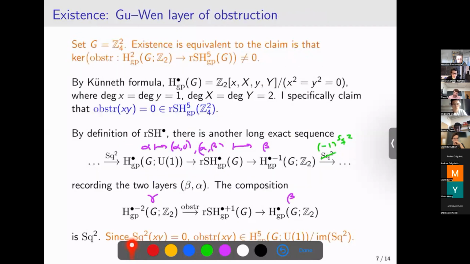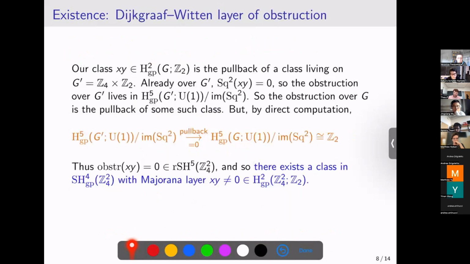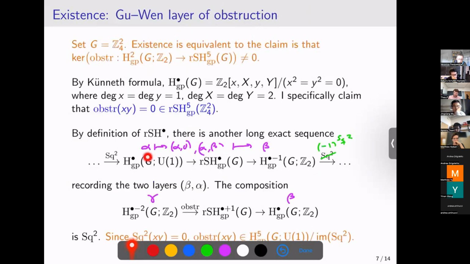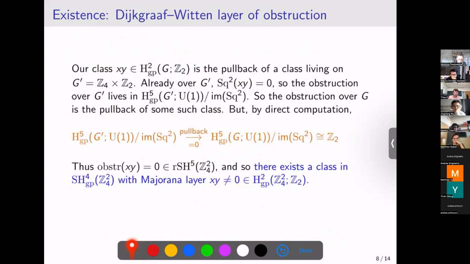And so that means that the obstruction class I care about has image 0 under here, so it must live in a purely ordinary U1 cohomology class. The last step is that specifically, it doesn't live here, but it lives in the quotient of this by the image of the previous differential. So the class I care about lives in ordinary cohomology modulo the image of SQ2. And again, this is wrong, this is SQ2. So the slides are wrong.